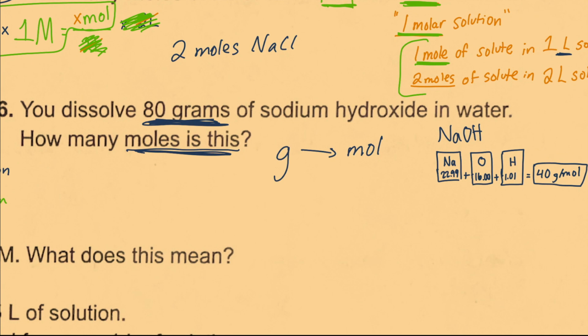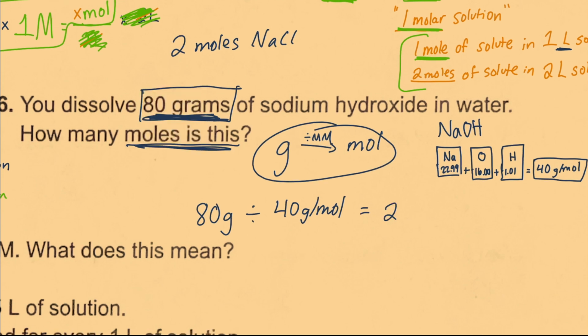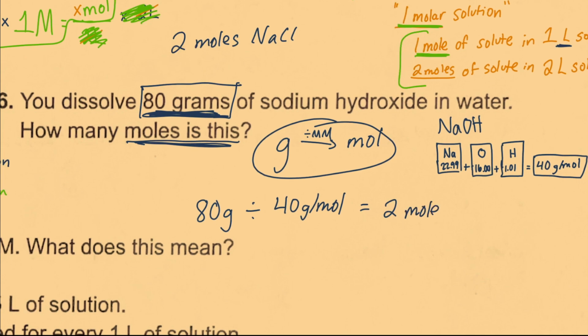All right, so 80 grams, I want to convert that to moles, so I'm going to take 80 grams and divide by my molar mass, which I just calculated to be 40 grams per mole. Punch that in my calculator, 80 divided by 40, and then I'll spit out 2. So this is 2 moles that I've dissolved in the water.